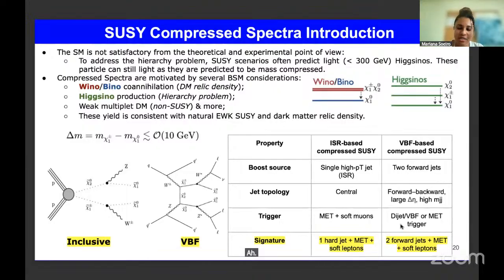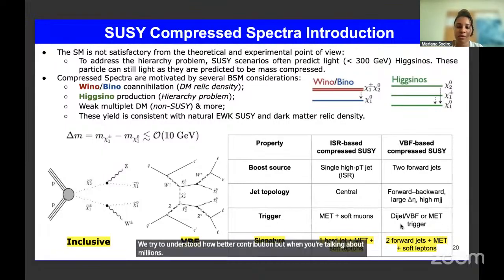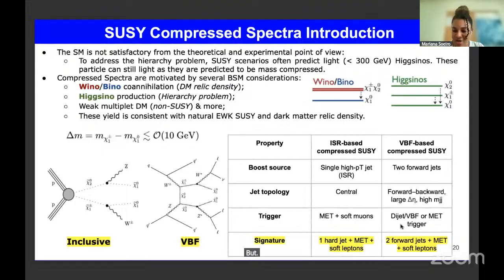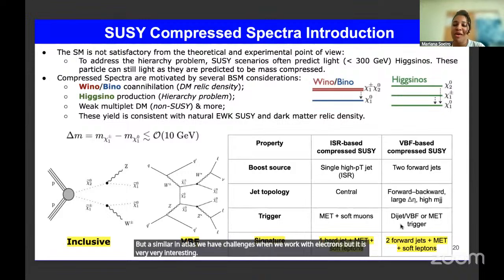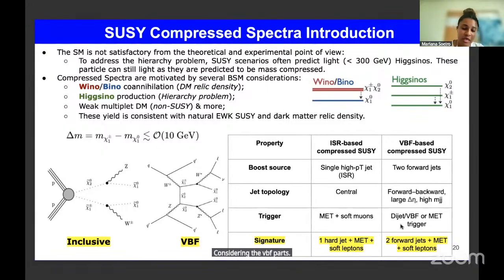in this analysis, we try to understand how to better contribute. But when you talk about muons, it is a little easier in CMS than when talking about electrons. But it's similar in ATLAS. We have challenges when we work with electrons, but it is very interesting. Considering the VBF part, we have two forward jets, and it is the main idea of this analysis.